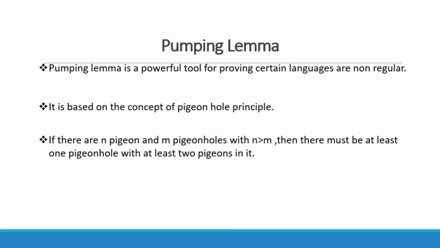Pumping Lemma is a powerful tool for proving certain languages are not regular. It is based on the concept of the pigeonhole principle. Now we can look at what the pigeonhole principle is. If there are n pigeons and m pigeonholes with n greater than m, there must be at least one pigeonhole with at least two pigeons in it. That is, if the number of pigeons is greater than the number of pigeonholes, there will be at least one pigeonhole with at least two pigeons in it.